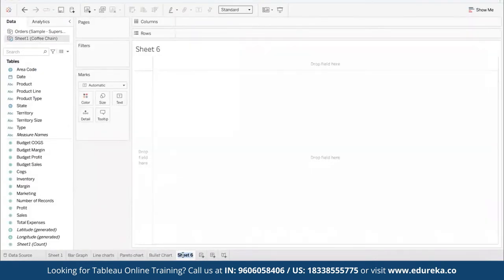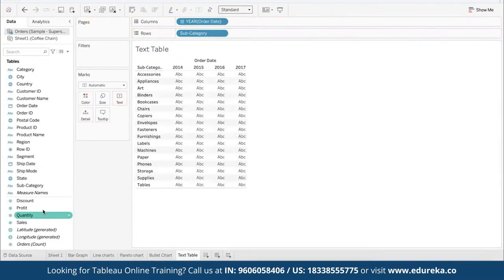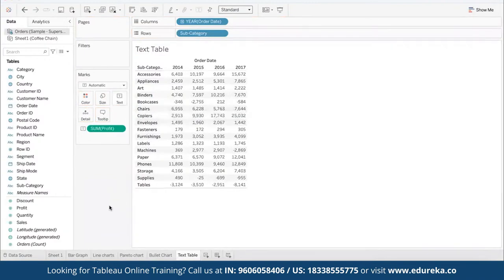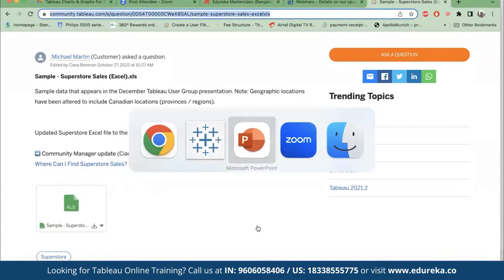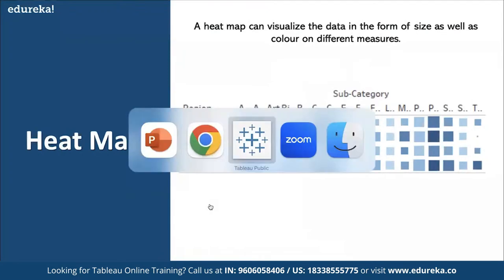So creating a text table is pretty simple. First, you design the structure. Let's say across different years for various subcategories, I would like to check the profit. So here is the structure of my table where the years are arranged as columns, subcategories are arranged as rows, and I'll take profit into the text shelf. Okay, with profit in the text shelf, you can see how the graph has taken a shape. You can see the numericals, right? That's it. That is a text table, where we are representing the actual numbers rather than a quick comparison, okay?